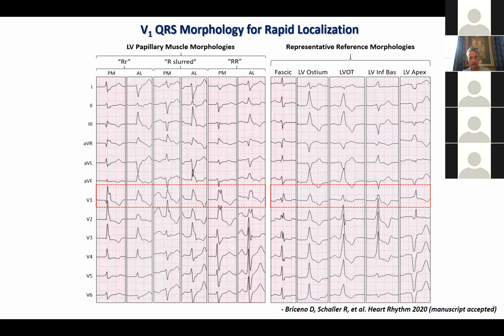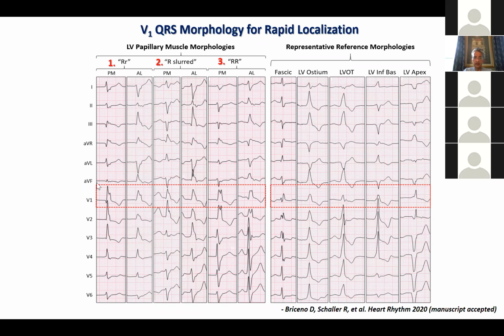And again, when you read through the literature, there are different criteria that people have used. The point of this paper really was, are there a limited number of leads that can allow you to make a quick diagnosis, with some certainty, that it's a papillary muscle arrhythmia? So one of the features that stood out is the morphology of the QRS complexes in lead V1. And there are three types that were found with papillary muscle ventricular arrhythmias, and those are shown here.